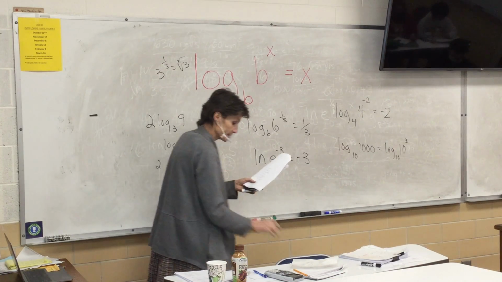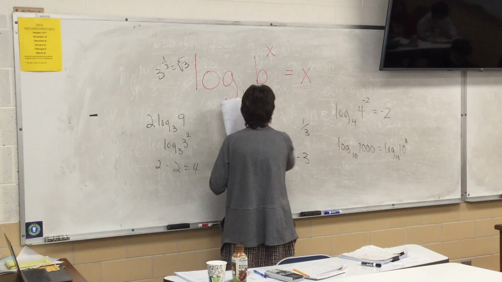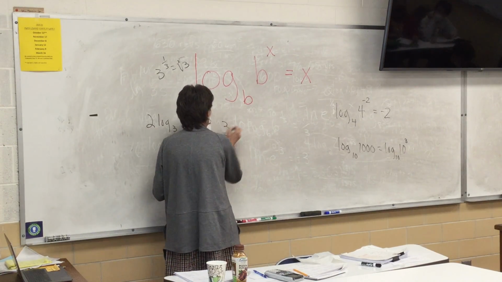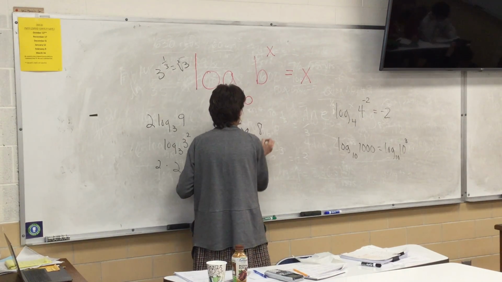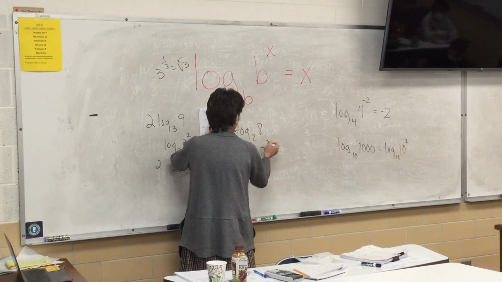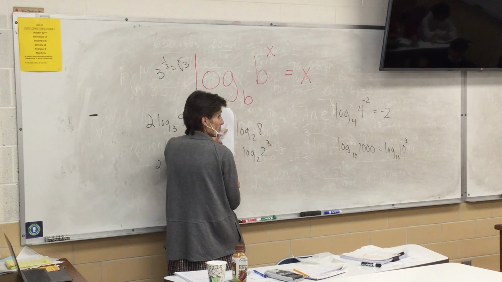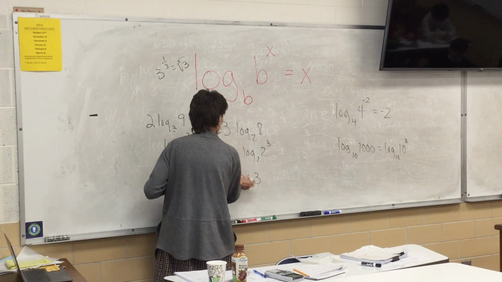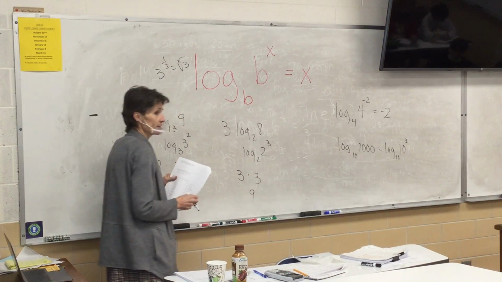Next one's exactly the same. What's the log base 2 of 8? The log base 2 of 8 will be 3, won't it? And what are we doing with that 3? We're timesing it by 3. So the answer is 9.